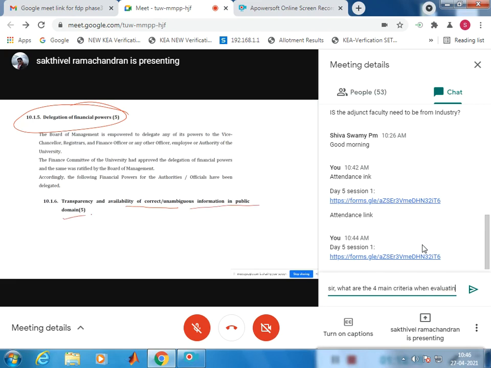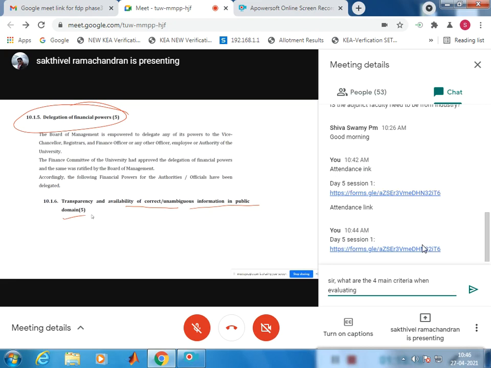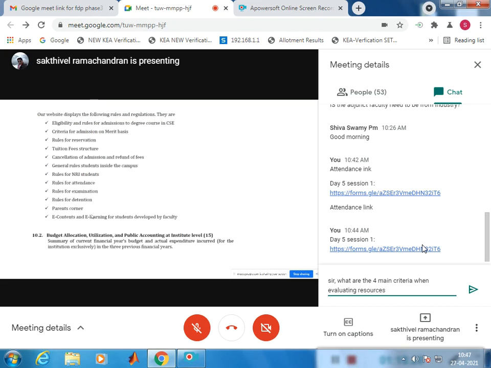This represents what information is available on the website, starting from admission, fees, all those details. If it is available very transparently on the website for the public, then you will get 5 marks. So on the website, it should have the rules and regulations, eligibility for admission, criteria for admission, the merit list, rules for reservation, tuition fees, cancellation of admission, refund strategies, rules for NRI, rules for attendance, examination, detention, parents corner, e-content. All this information should be available on the website.